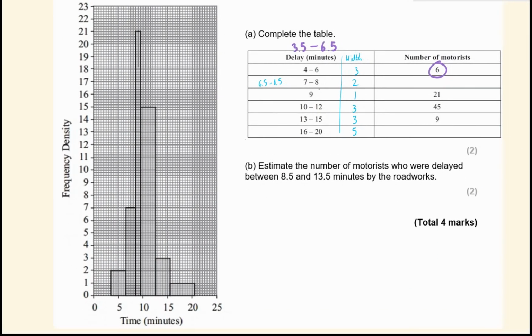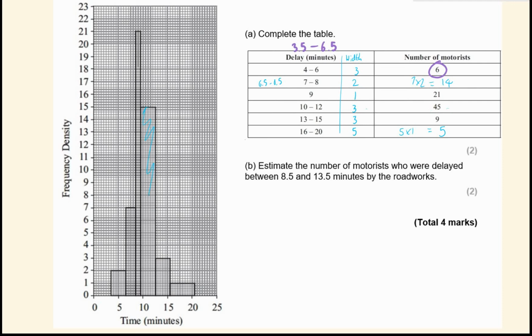So if I look here, the height for 7 to 8 was 7. 7 times 2 gives us 14 motorists. The rest you can check. 21 times 1 is 21. This times 3 is 45, and so on and so forth. And lastly, we have a width of 1. So we do 5 times 1, which gives us 5. That's it. Keep in mind, for most questions, you also typically end up writing on the histogram as well.